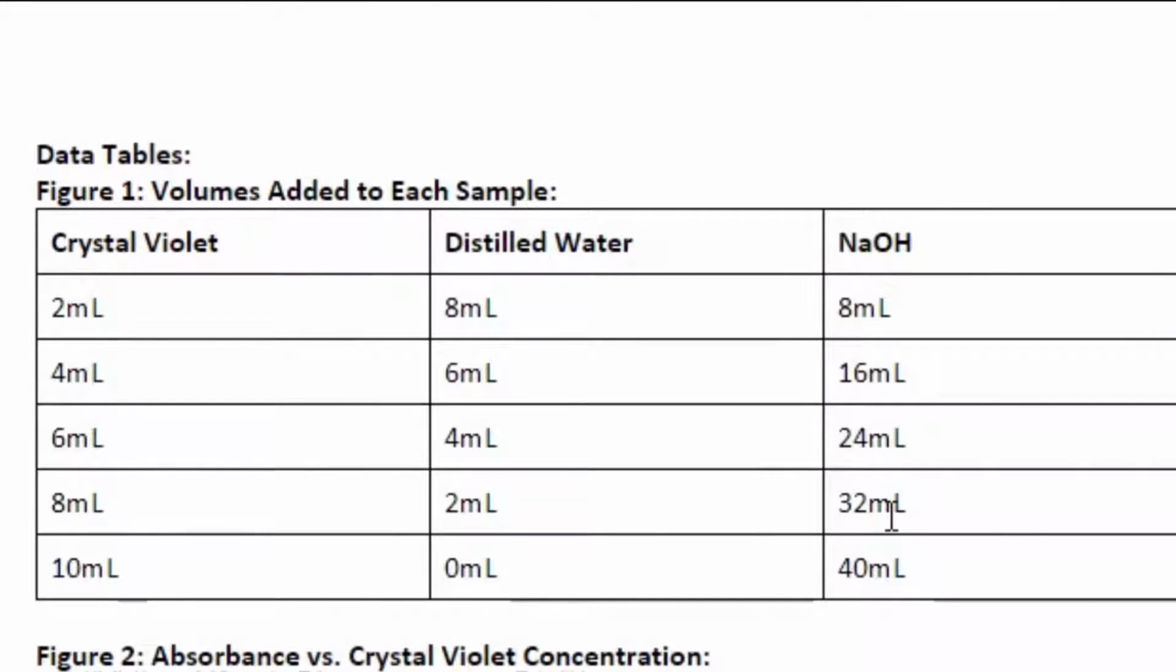In Figure 1, for each of the dilutions, the value of the crystal violet increased each time by 2 to increase its concentration for each different sample in each reaction. The total volume for each sample was to be about 10 milliliters, so when the crystal violet's volume was increased each time by 2, the distilled water's volume was decreased each time by 2. The volume of the sodium hydroxide for each sample was derived from using a ratio of sodium hydroxide to crystal violet of 4 to 1 because it was preferred to have sodium hydroxide in excess throughout the reaction.